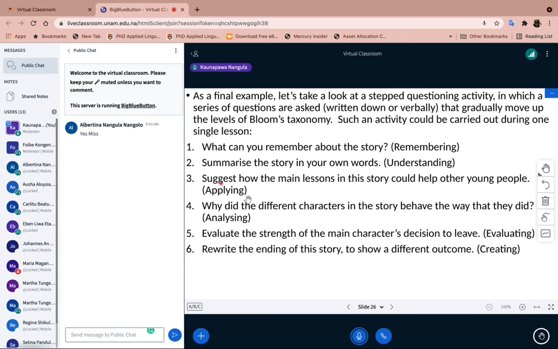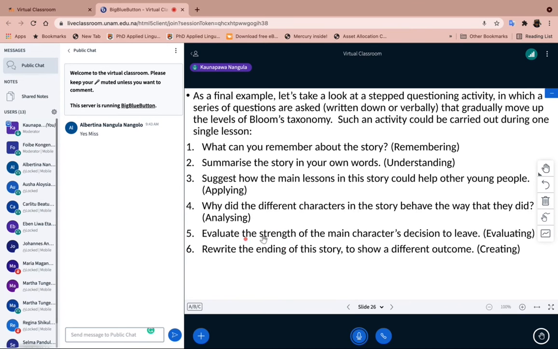So this is now application: getting whatever information they got from the story and applying it in a different context, here helping other young people. And then, why did the different characters in the story behave the way they did? So here we are analyzing, right? Why did they behave the way they did?